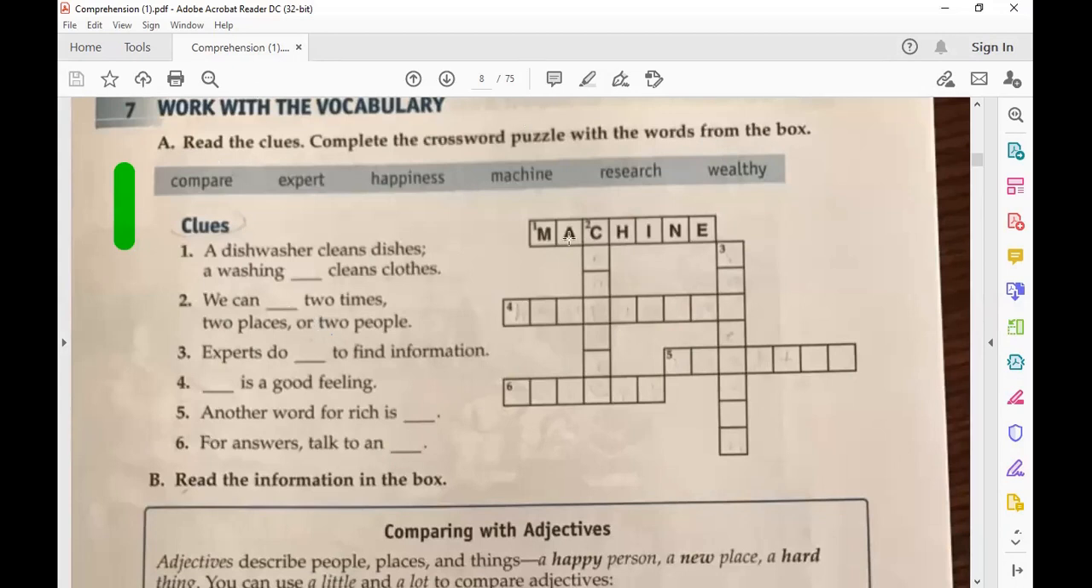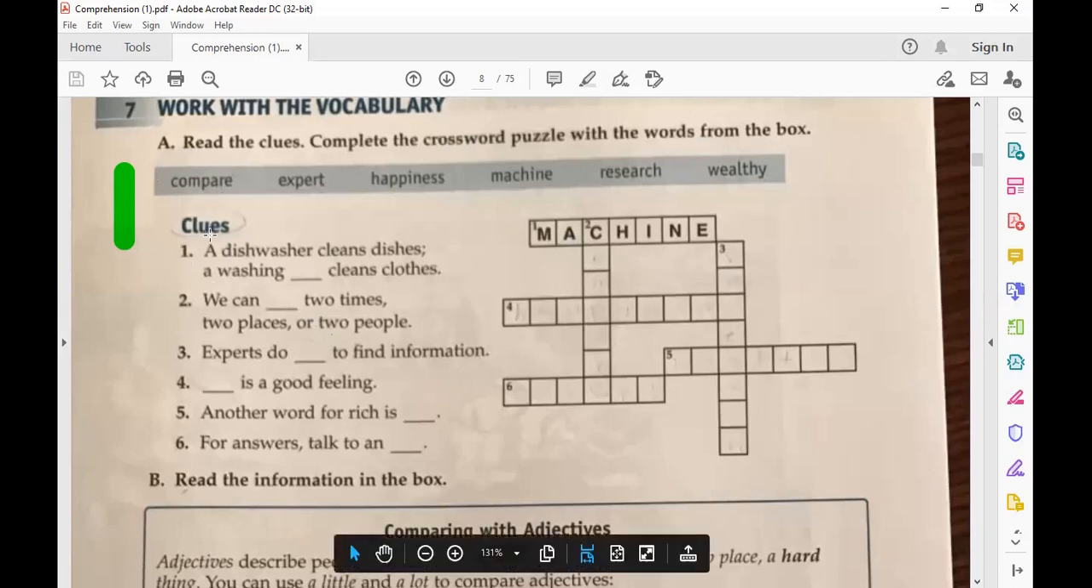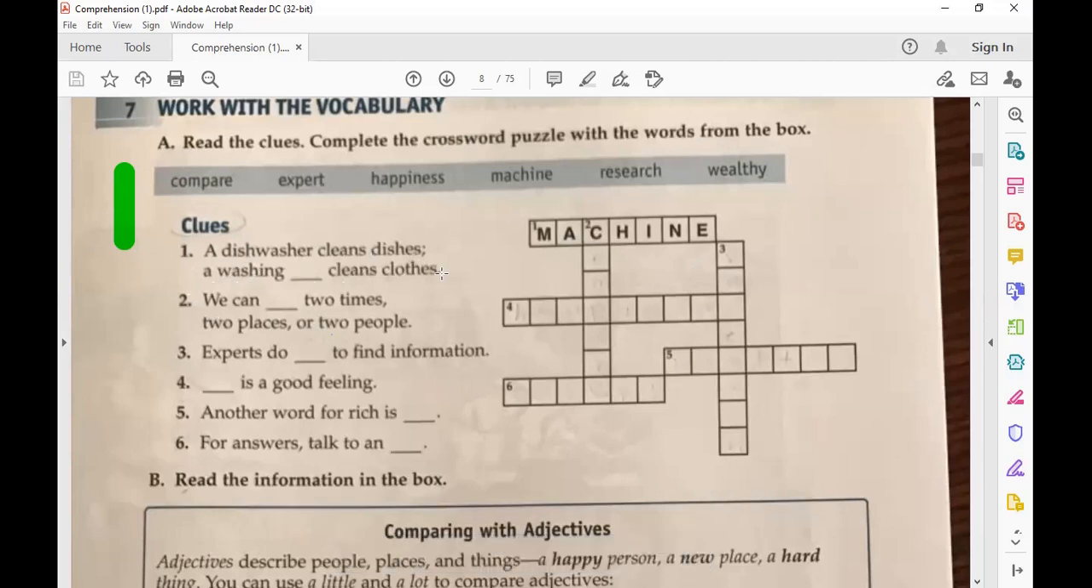So here we want to complete the puzzle using the clues given here. A dishwasher cleans dishes. A washing machine cleans clothes. So dishwashers are what? Machines. So the synonym of dishwasher, which cleans dishes, is the one that cleans what? Clothes. We can also use compare two times. Two places. Compare.